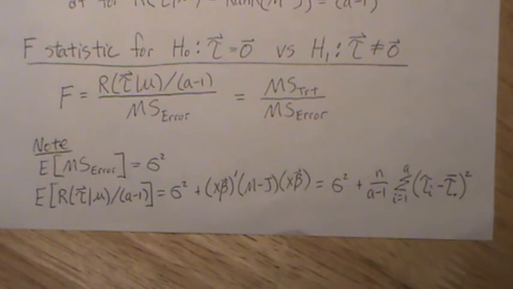Alright, well this is the first video in this series. In the next video, we're going to talk about type 1, type 2, type 3, type 4 sums of squares and how they apply to ANOVA models.